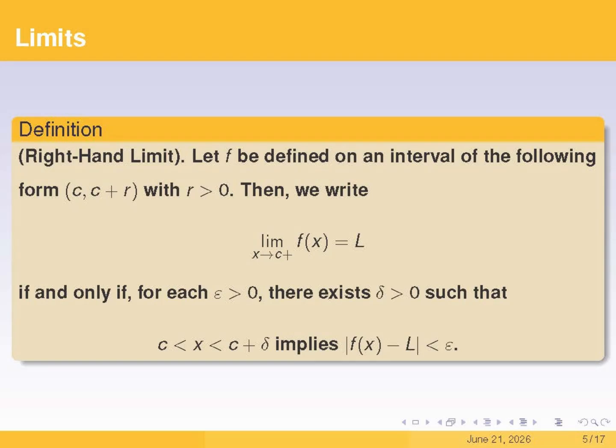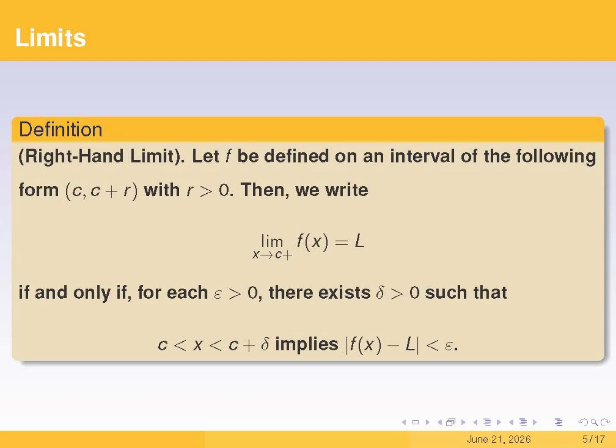As you can see on the screen, the way it is described is also very similar to the left-hand limit. The only difference is that the variable x is between the real numbers c and c plus delta. By the same token, the so-called right-hand limit means the variable x approaches the real number c from the right. That is to say, the variable x stays on the right side of the real number c. Simply put, x is always greater than c and gradually approaches c.